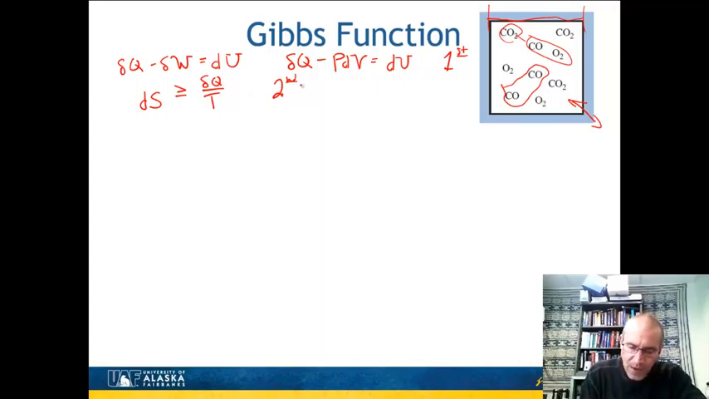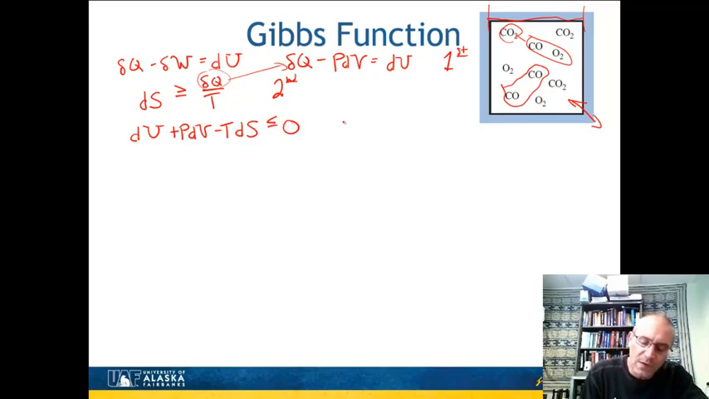Now I'm going to go back to the first one and substitute in del Q from the second law. So I'm essentially combining these two relations, and then I'll collect everything on one side. What this ends up saying is dU plus P dV minus T dS is less than or equal to 0. This is a combined first law and second law together. It's also nice because I've now written this all in terms of properties or differentials, so I don't have any path-dependent functions like heat and work.